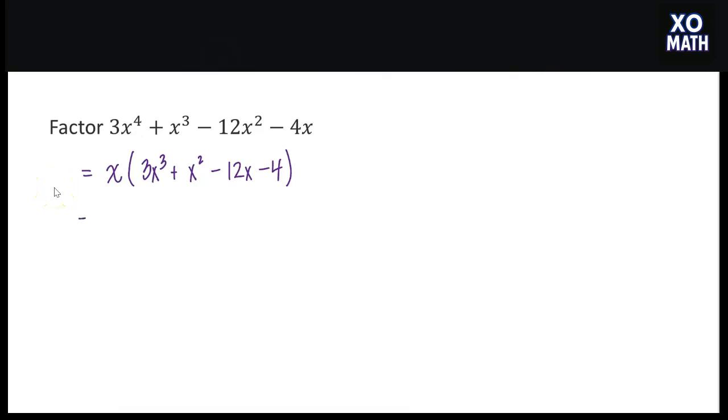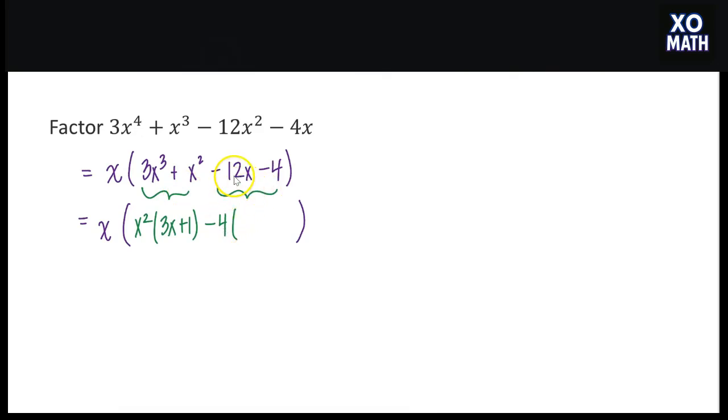So we're going to go ahead and create our two groups. So we'll keep parentheses around this, and we'll create our two groups and take out the greatest common factor from each group. Between 3x cubed plus x squared, we would factor out an x squared, and we'd be left with a 3x from the first term and plus 1 from the second term. And from the second group, we would take out a negative 4. So we'll go ahead and factor that negative 4 out and recognize that what's left over is the same factor that was left over from the first grouping.